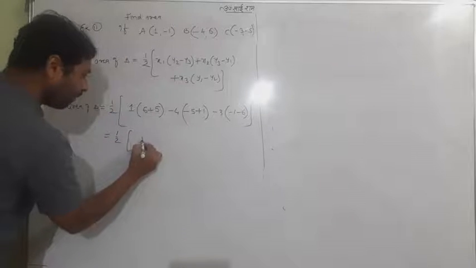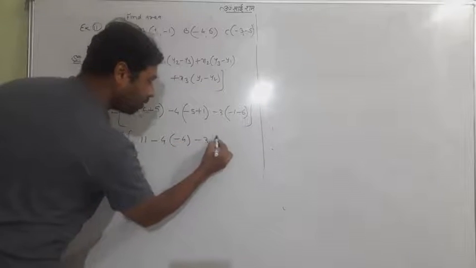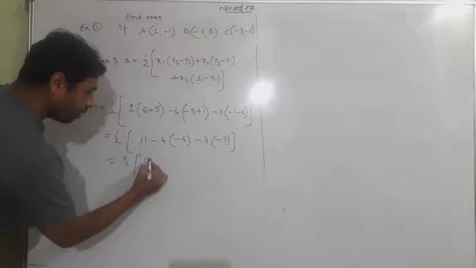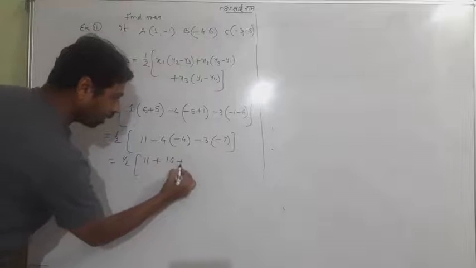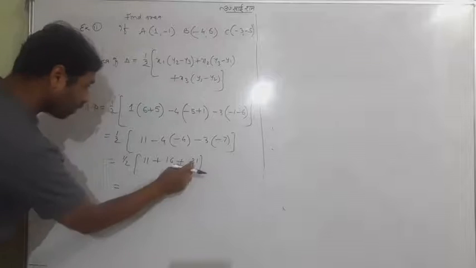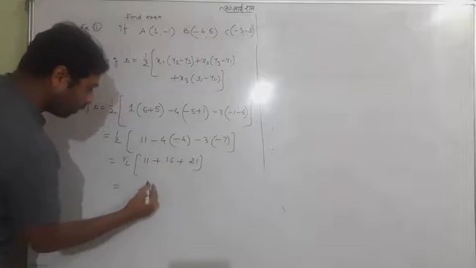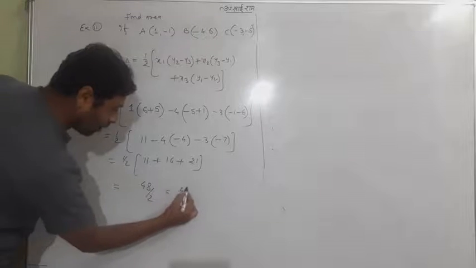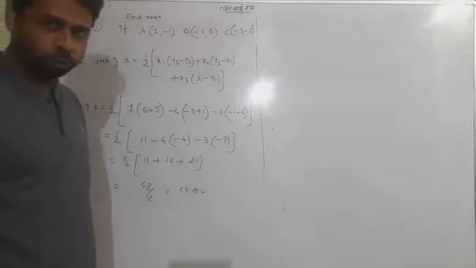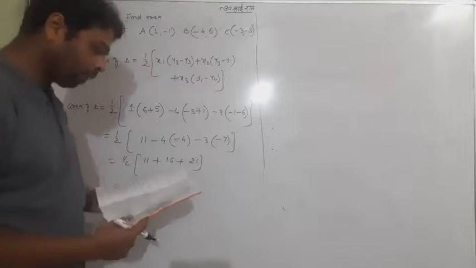Now go on. 6 and 5 is 11, then -4 times -4, then -3 times -7. 11 plus 16 plus 21, and the answer is with you. 11 and 16 is 27, plus 21 is 48, and half of that is 24 square units, or you can drop the units, it doesn't matter at all. So this is a very simple question as well as method. I don't think it's a tough one.